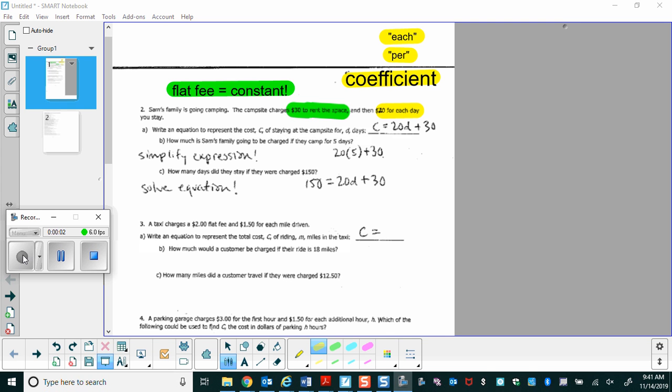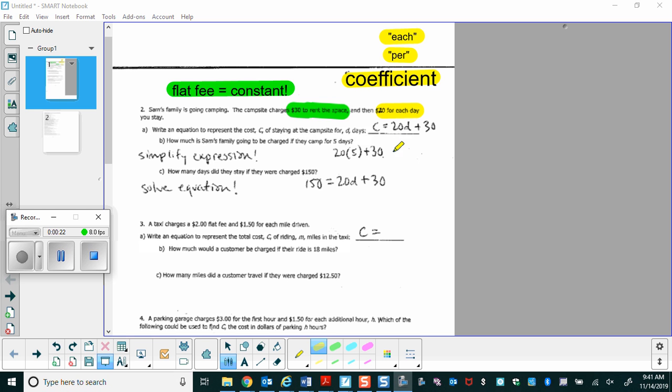So this is going to be just a quick video going over a few things for word problems and writing an equation to match the word problem. For the first one, we have here that Sam's family is going camping and that the campsite charges $30 just to rent the space, and it's $20 for each day after that you stay.